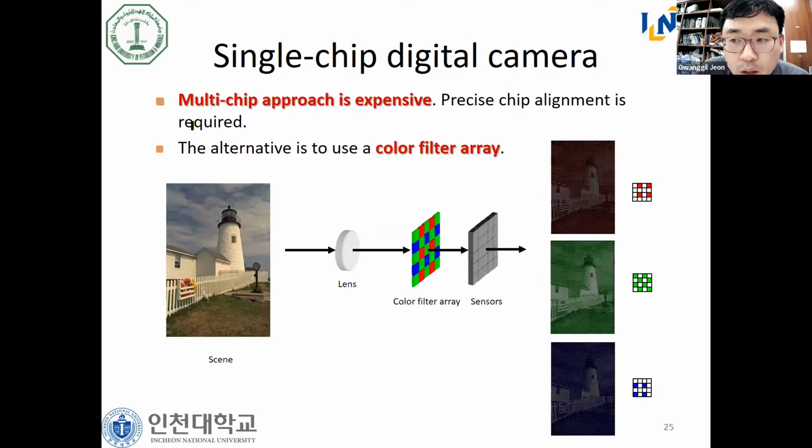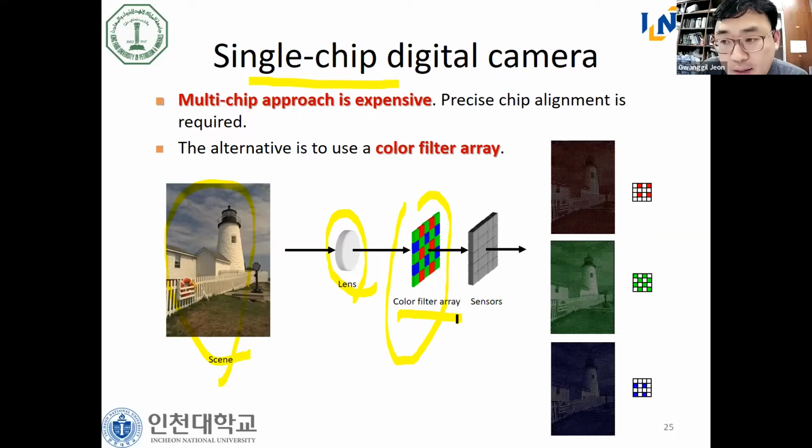So the economical alternative is a single chip digital camera. The method is like this. We obtain the scene, and there is a lens, and we have one color filter array. This is very similar to a cellophane image. I mean, each pixel accepts only one color out of three. Let me recall that there are three primary colors. So each pixel accepts only one, and the rest of the missing colors we have to generate in a software or hardware way.